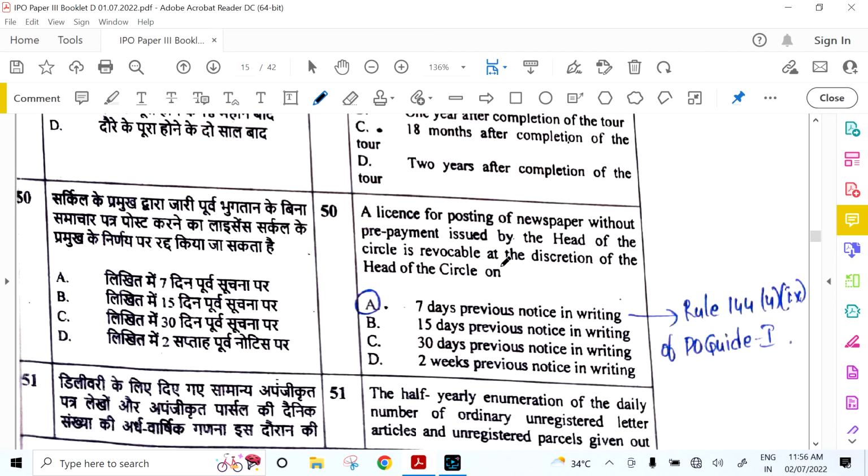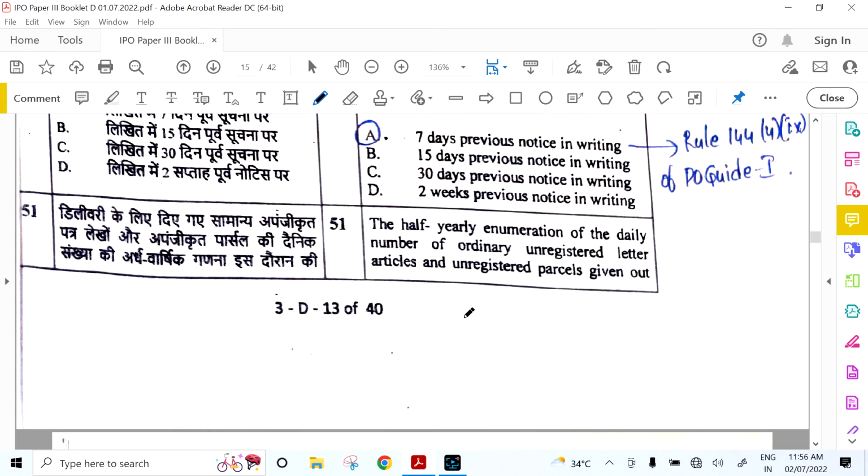A license of posting of newspaper without prepayment issued by the head of the circle is recoverable at the discretion of the head of the circle on 7 days notice in writing. On issuing the 7 days notice in writing. This is from PO Guide Part 1, Rule 144.4 of 9.